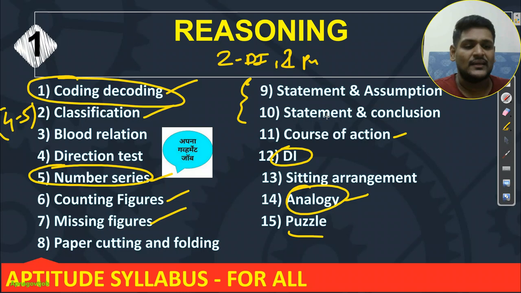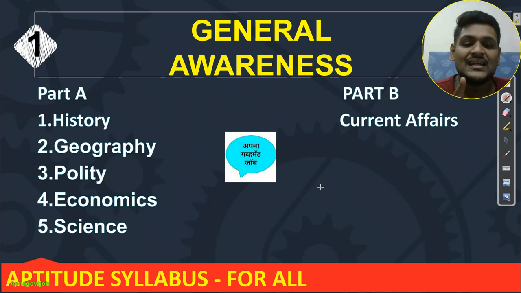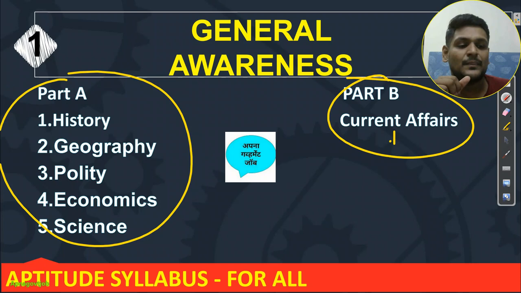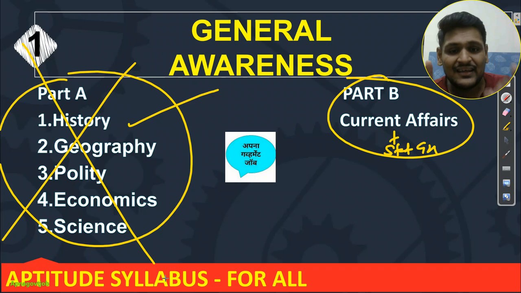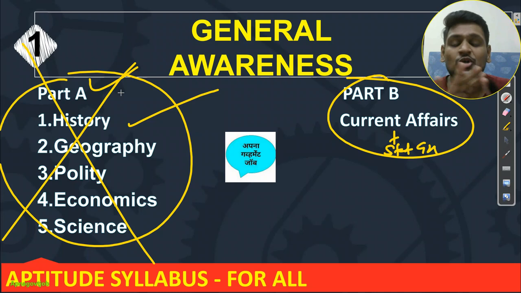Okay, the last section, general awareness. In general awareness, there is part A and part B, that is current affairs plus static GK. For NMDC, I don't think they will ask this, so you can skip it. If you already studied this part, the GS portion, for any previous examination, then just revise. Those who didn't touch this, do not touch it for the rest of the 8 to 10 days. Obviously, it will not help you.